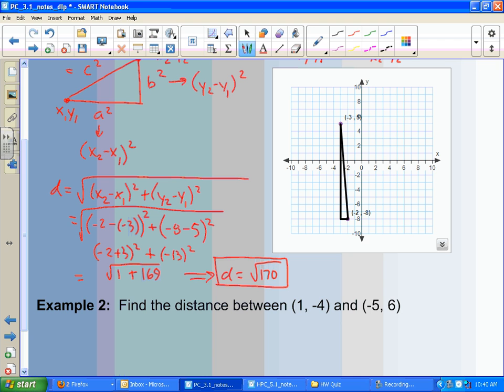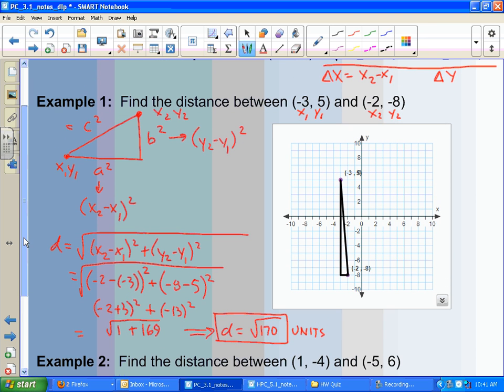Now this distance, we're talking about units. We don't know if it's inches or feet or centimeters or whatever. So we're going to use units. We don't know what it is. So that's the distance between those 2 points. The square root of 170, which is just over 13. Just longer than 13.